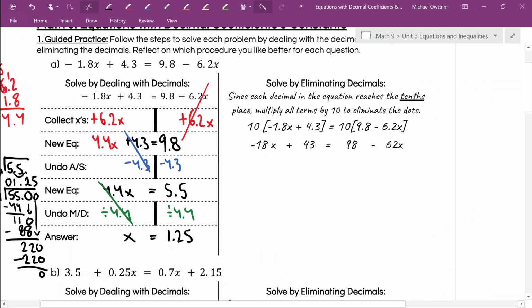Now, if all that decimal stuff is not really your cup of tea, we can always eliminate the decimals. And to do that, we're going to multiply by the lowest place value that any of our decimals reach.